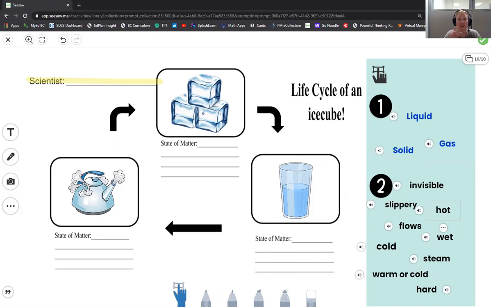When you've done this, grade ones, I need you to go to page two, and I need you to watch the second video for instructions on how you are going to do your science experiment today.